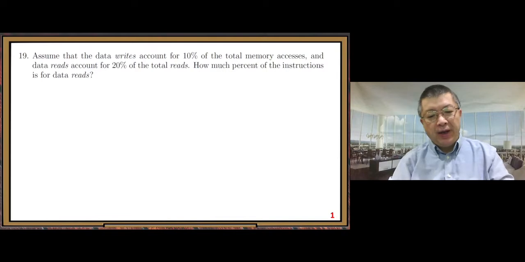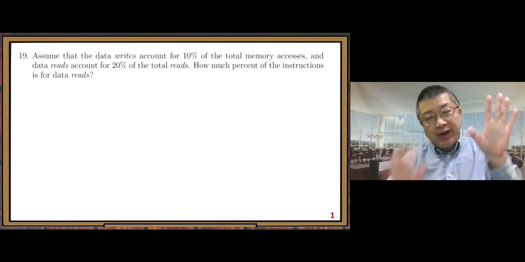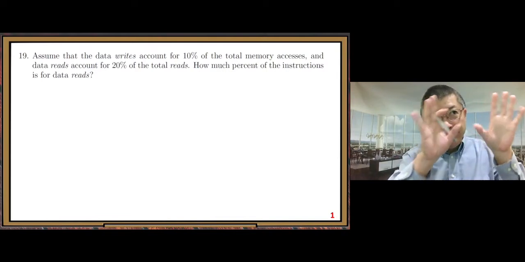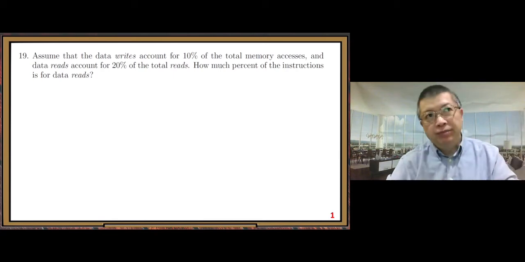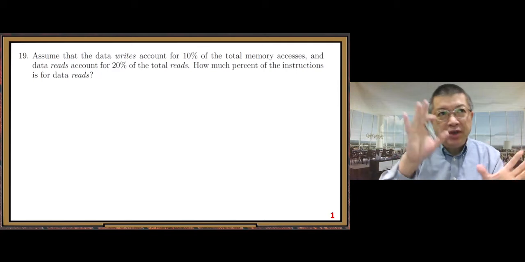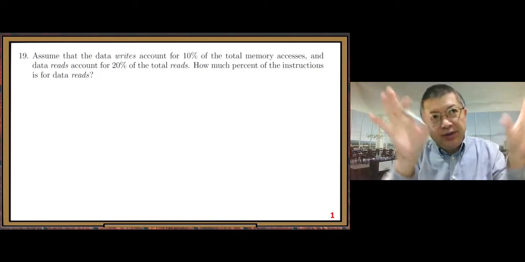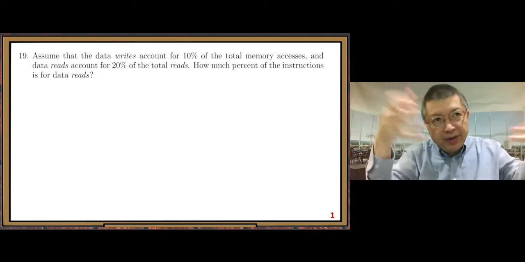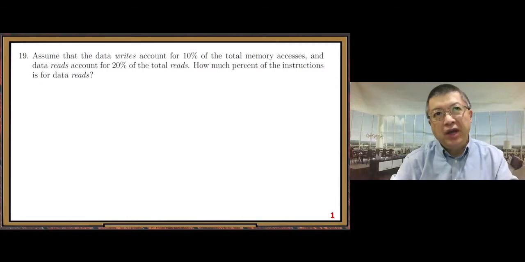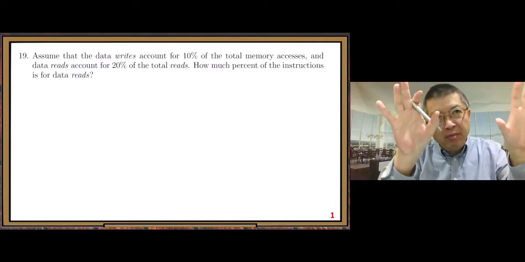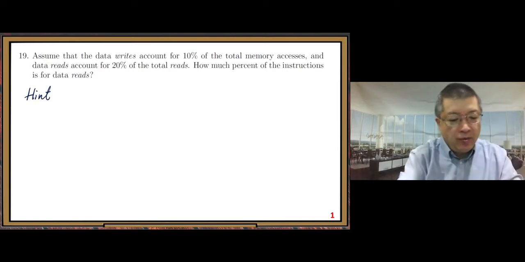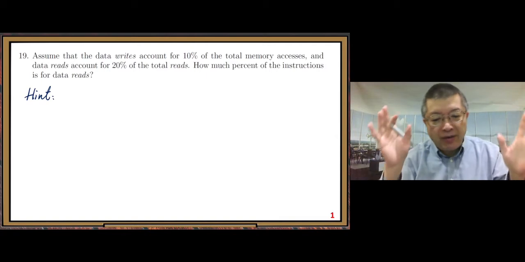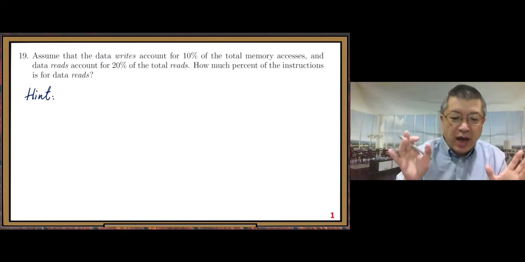Number 19. So this one is quite similar to one of the questions I talked about before. But here, let me just do another hint analysis to help you understand the method better. All right, so let's look at the hint. Here we need to draw a diagram. So let's draw the diagram carefully.